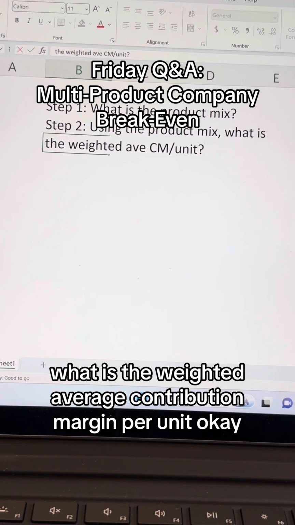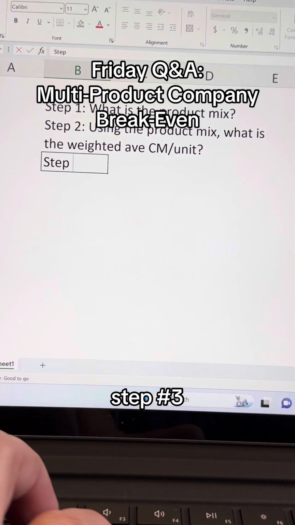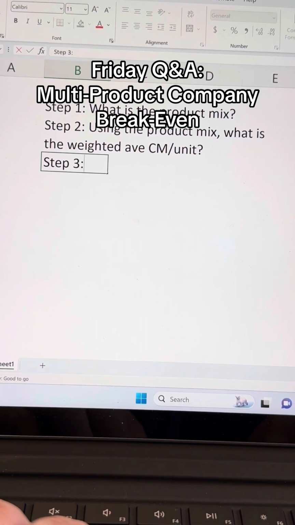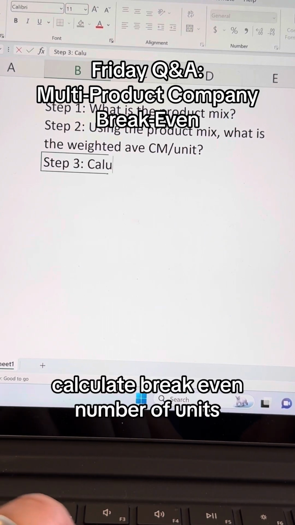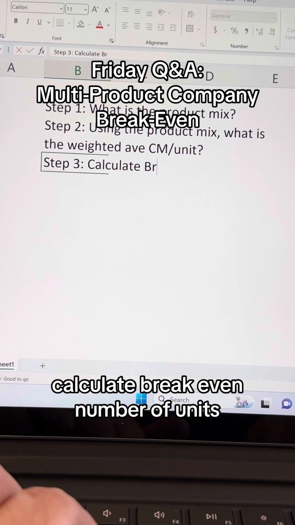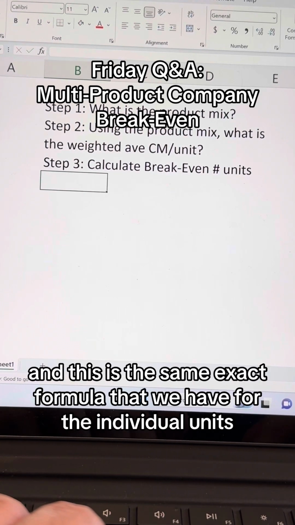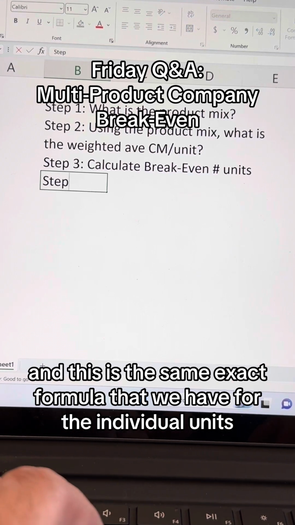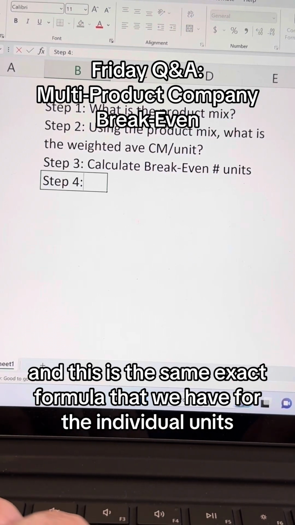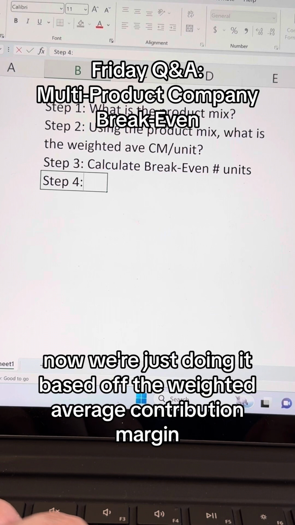Okay. Step number 3. Calculate break-even number of units. And this is the same exact formula that we have for the individual units. Now we're just doing it based off the weighted average contribution margin.